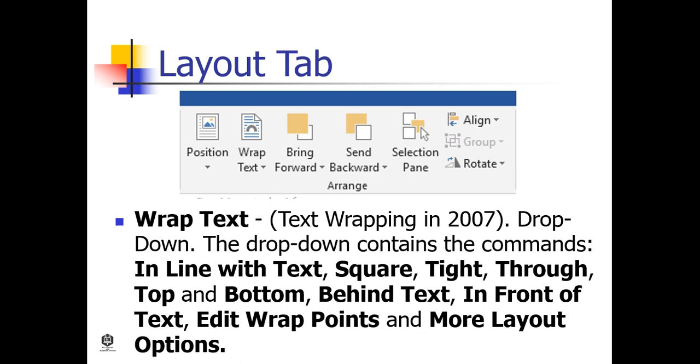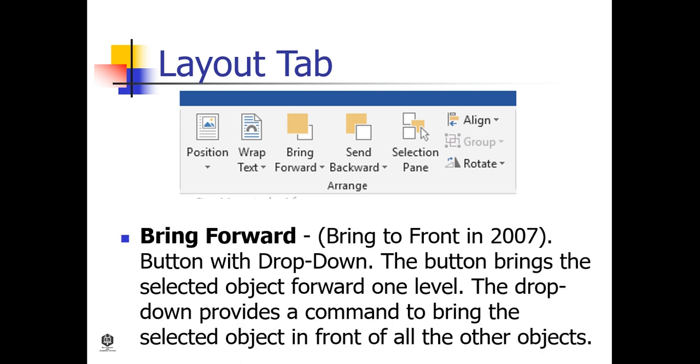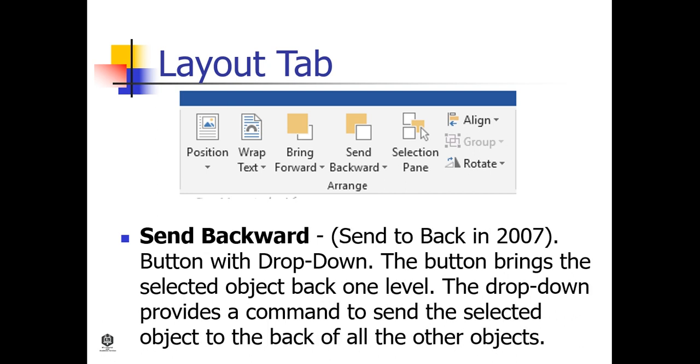The drop-down contains the commands Inline with Text, Square, Right, Through, top and bottom, behind text, in front of text, edit wrap points, and more layout options. Bring forward, bring to front in 2007. Button drop down. The button brings the selected object forward one level. The drop-down provides a command to bring the selected object in front of all the other objects.